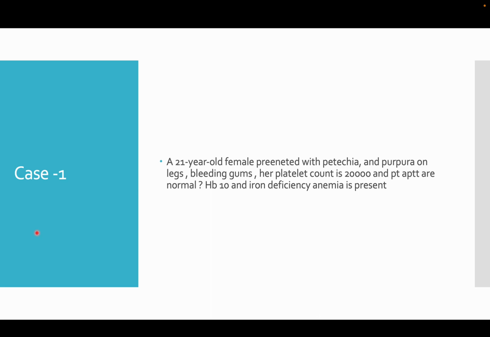Generally, coagulation disorders present with bleeds in the joints or muscle hematomas, whereas platelet disorders generally present with mucosal bleeds, either GI bleeds or petechiae or purpura, and bleeding gums. They are mostly mucosal bleeds.